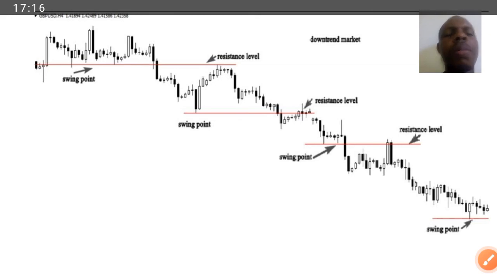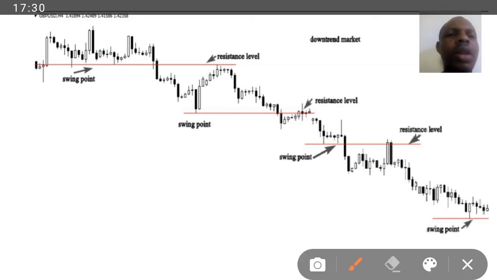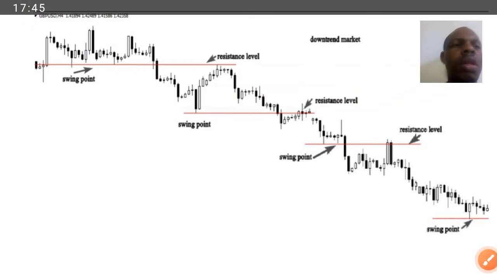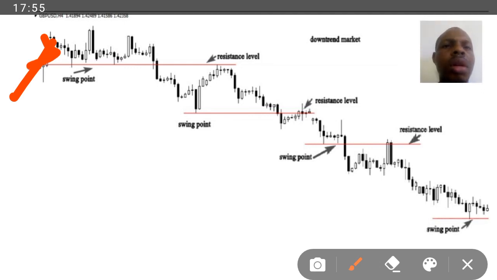Look at this. This is the opposite. This is a downtrend market. Look at it, and see the swing point, the resistance level. And you see the red lines. So, you can see the move began from here. Then it broke this and went down. So we would have seen at least 3 before you confirm.